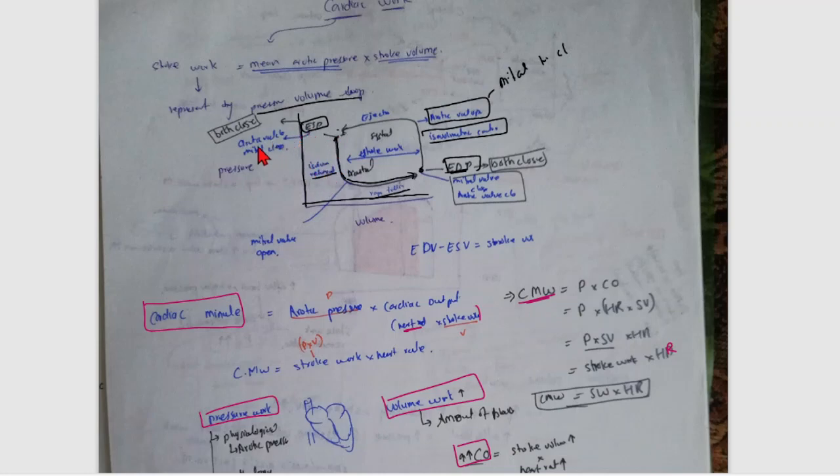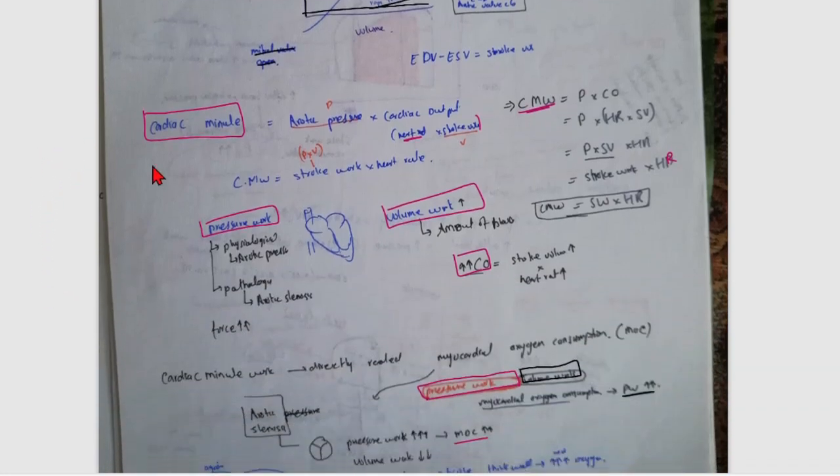At the end systolic pressure, the aortic and the mitral and tricuspid valves are both closed. So at the end systolic pressure and end diastolic pressure, both valves are closed, at the end of isovolumetric contraction and isovolumetric relaxation. In isovolumetric contraction, the mitral valve is closed and the aortic valve is open; in isovolumetric relaxation, the mitral valve is open and the aortic valve is closed. You have to remember this.